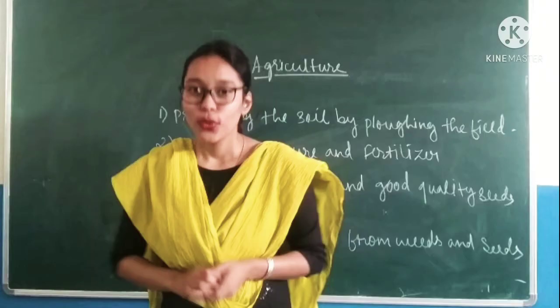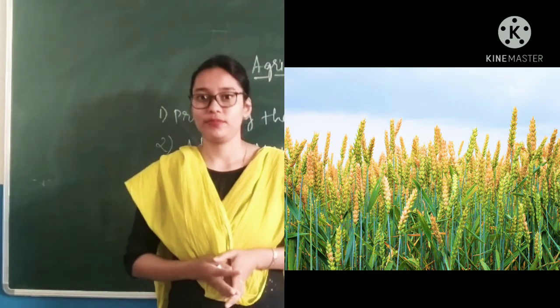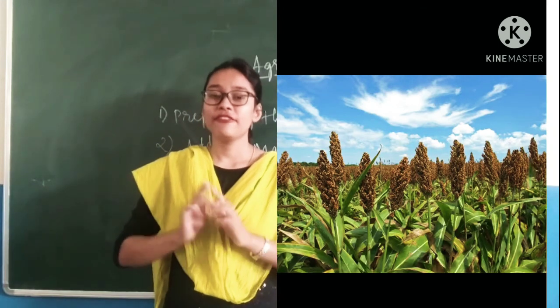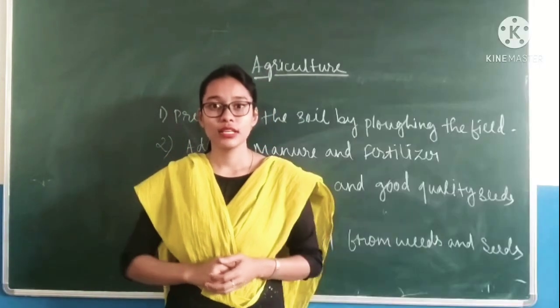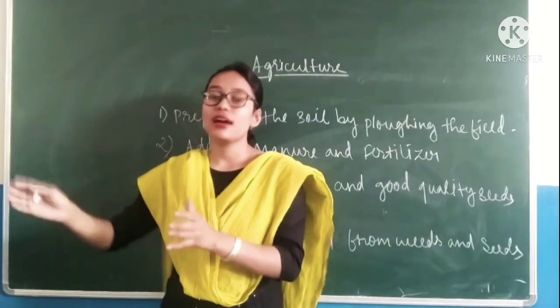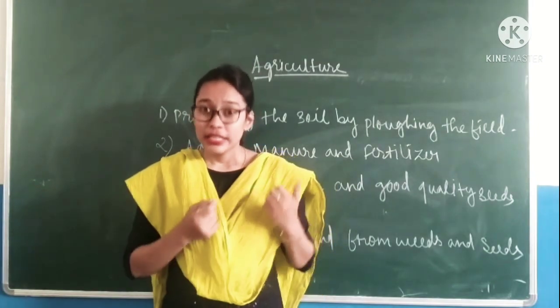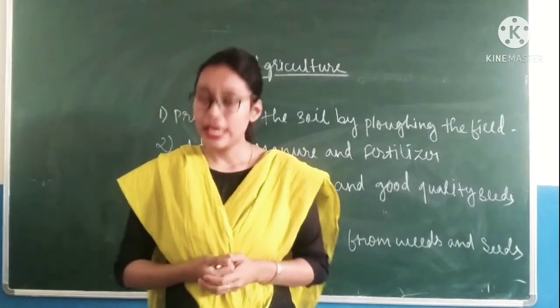Is it clear? Okay students, now we will discuss agriculture. Before entering into agriculture, let us know what a crop is. If a particular plant is grown on a very large scale, it is called a crop. Now, what is agriculture? The practice of growing crops on a very large scale is called agriculture. Now, here we will discuss the practices involved in agriculture.